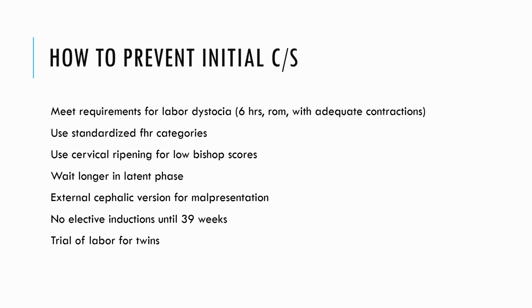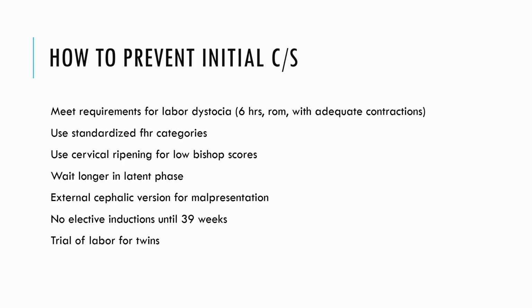First, before a C-section is called for failure to progress, they really want the patient to have met the requirements for labor dystocia. She has to have been in labor for 6 hours, her water needs to be broken, she has to be having adequate contractions, and her cervix should be at least 6 centimeters. If that's the case, and we go this long, then that patient meets the requirements for labor dystocia. And that's when they would say, okay, it's not progressing, let's do a C-section.